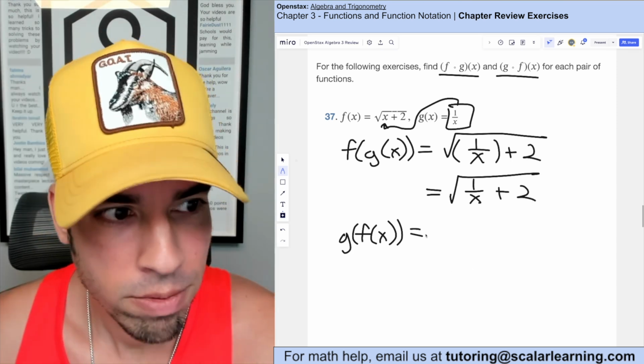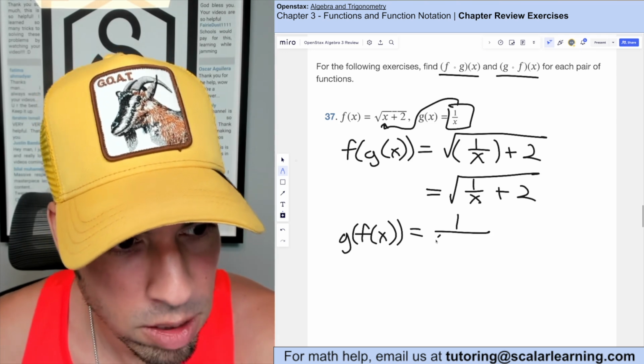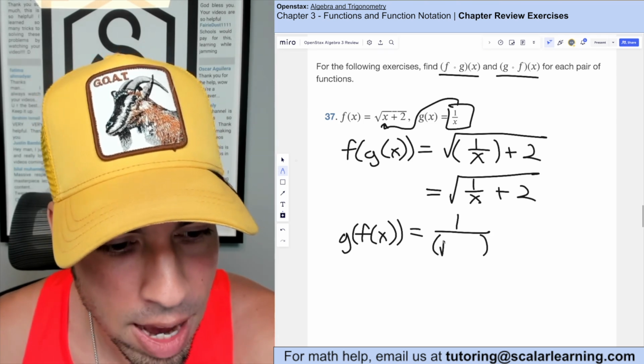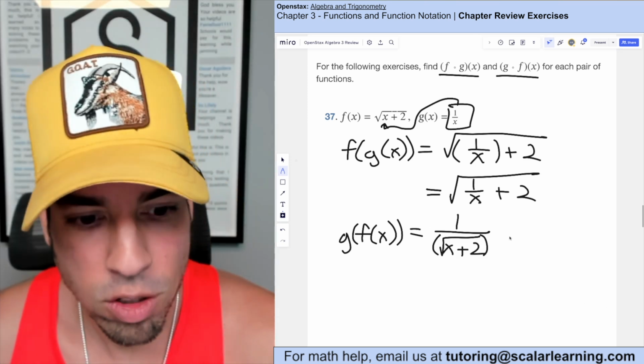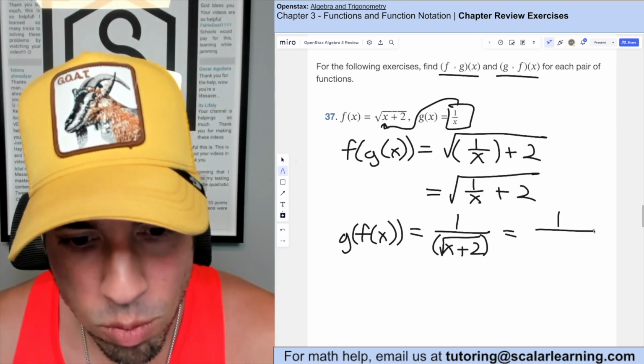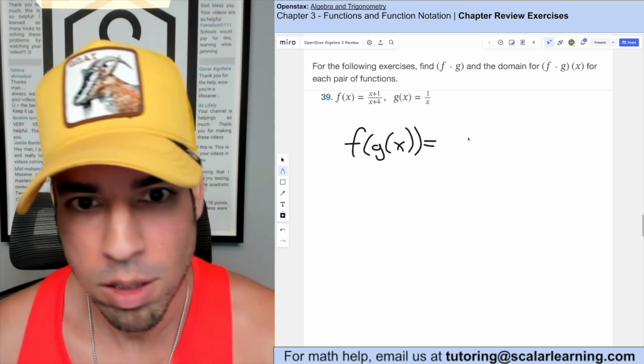Boom, done. For g of f of x, we're going to do the opposite. It's 1 over, that's g of x, 1 over x. I'm going to leave that as a placeholder. And then I'm going to add in f of x, which is radical x plus 2. Once again, there's really not much to simplify. I'll just rewrite it without the parentheses. 1 over square root of x plus 2. Boom, done. So here we're finding f of g of x, and then we're going to find the domain.